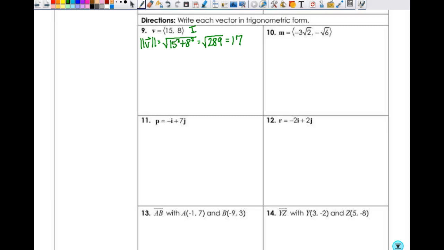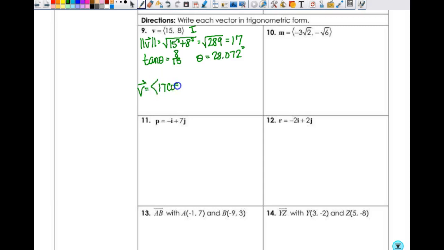Then I also need the angle. So if you think about what we did a couple days ago when we were looking for these angles, this is how we found the magnitude. It was just the square root of a squared plus b squared. But the angle, tangent theta, is equal to b over a. So this is 8 over 15. So I take the tangent inverse, and theta is equal to 28.072 degrees.